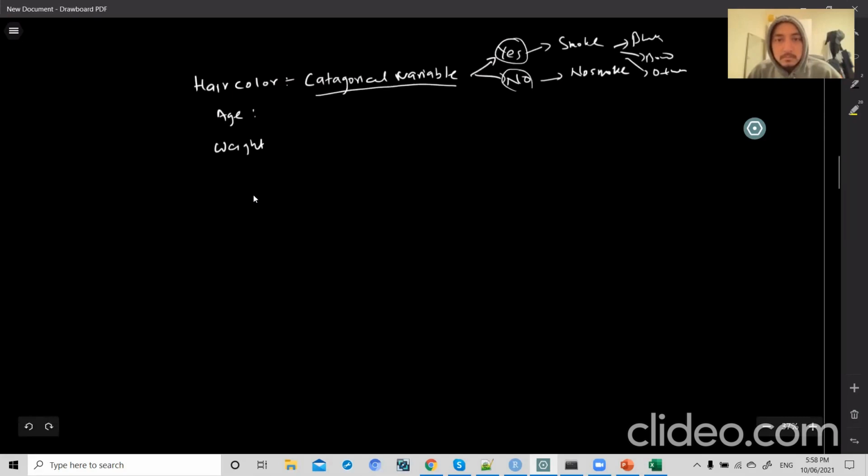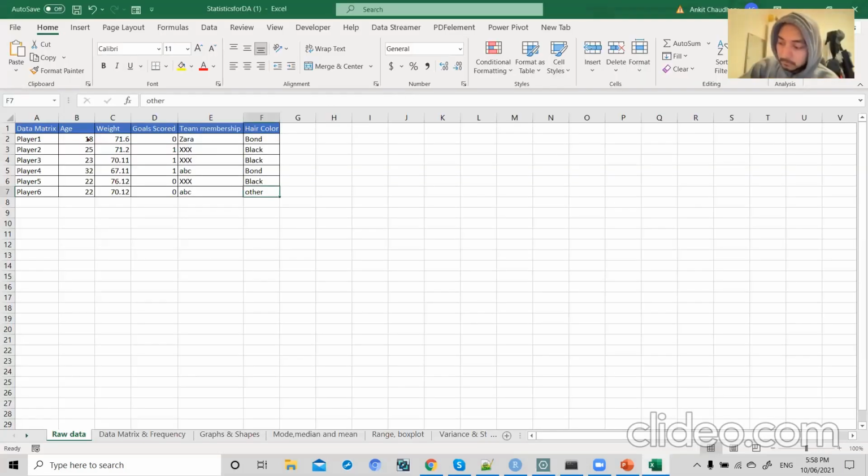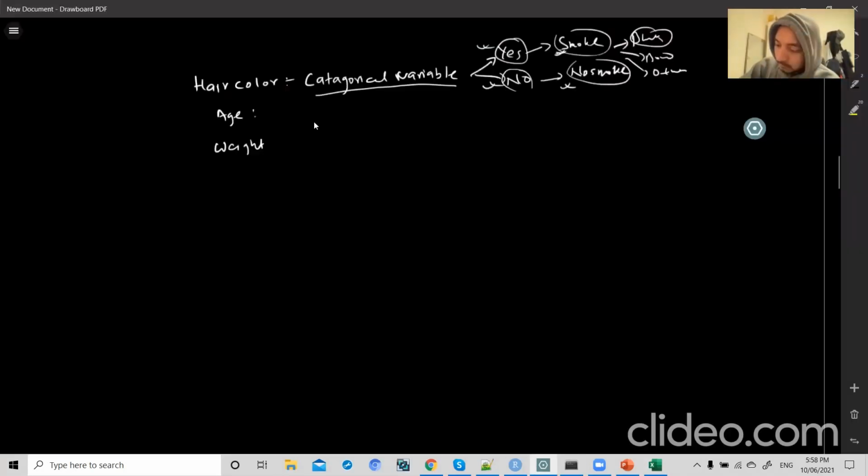So smoke, non-smoke, either the person is smoking or not smoking. If a person likes something, then yes; if he doesn't like it, then no. So that's the categorical variable. Your age can be 18, 19, 20, 20 years 5 months, or 21 years 2 months. So this categorical variable is also called a discrete variable.